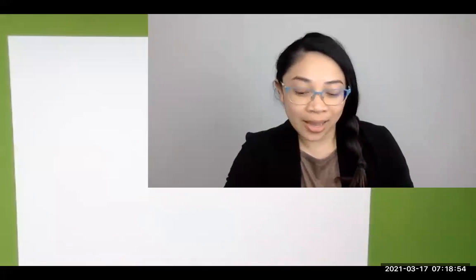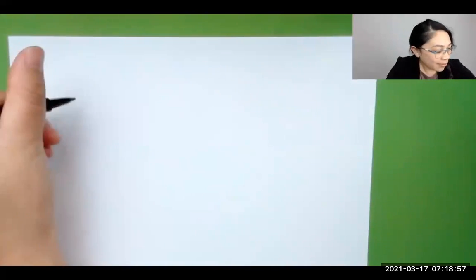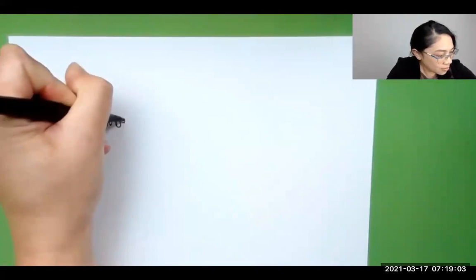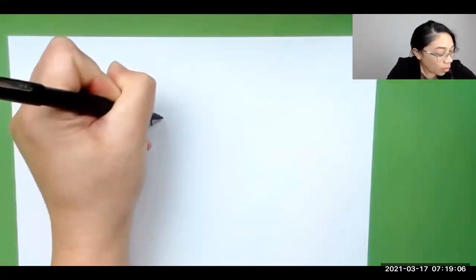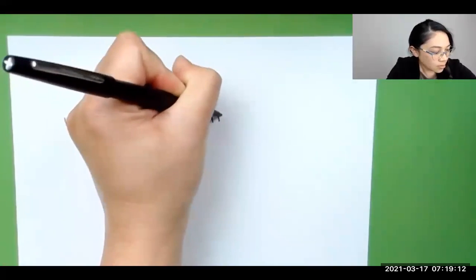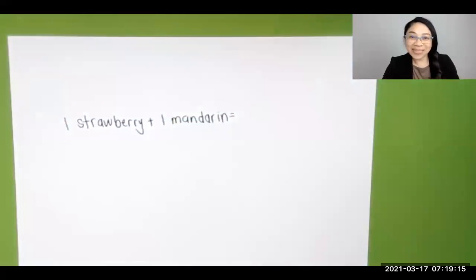That's 2 strawberry mandarins. Wait, that can't be right. We can't add them because the units are not the same. What do strawberries and mandarins have in common? They're both fruit. So we could say 1 strawberry plus 1 mandarin equals 2 pieces of fruit.